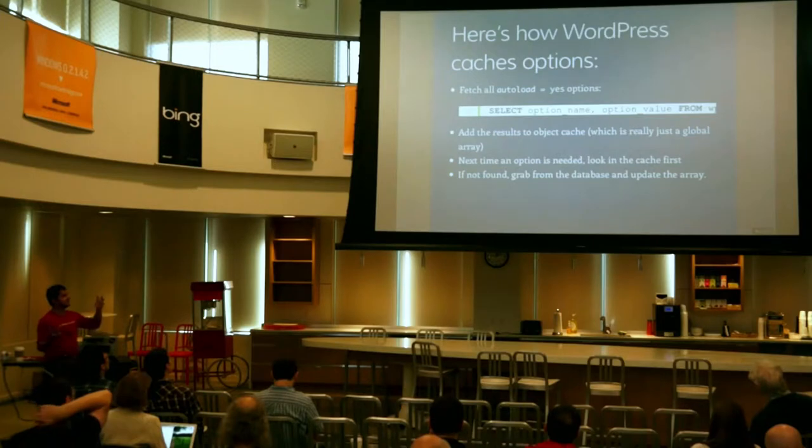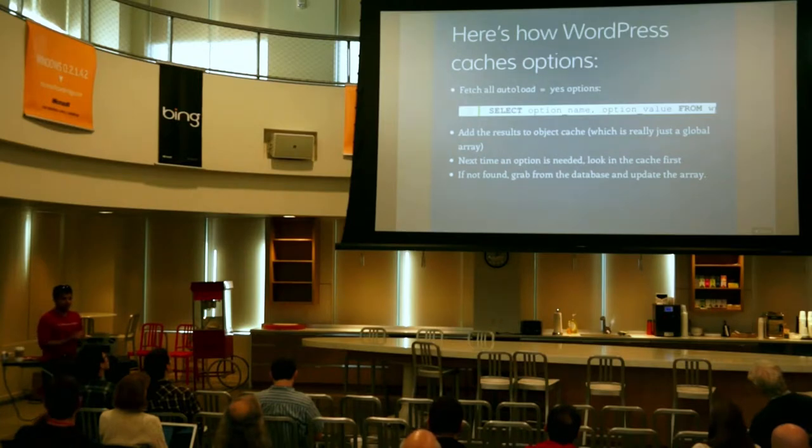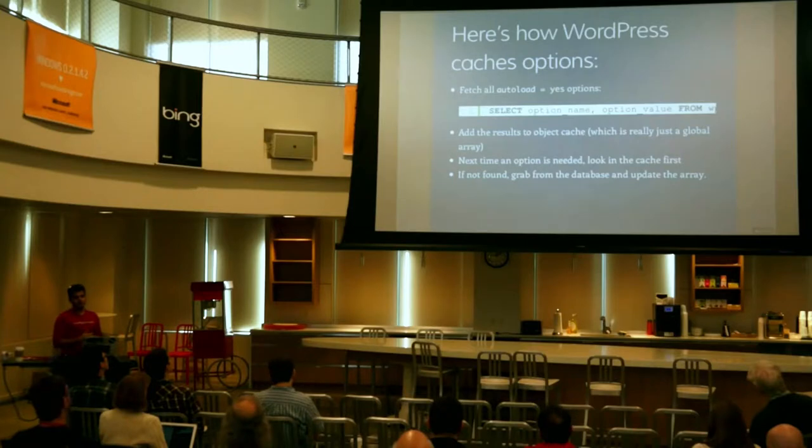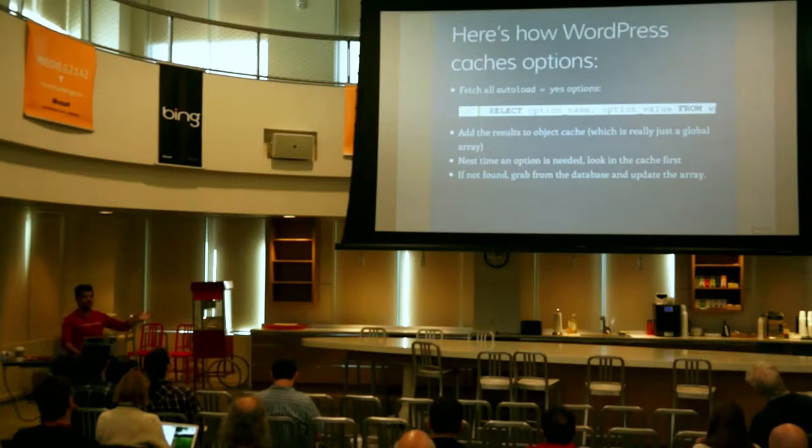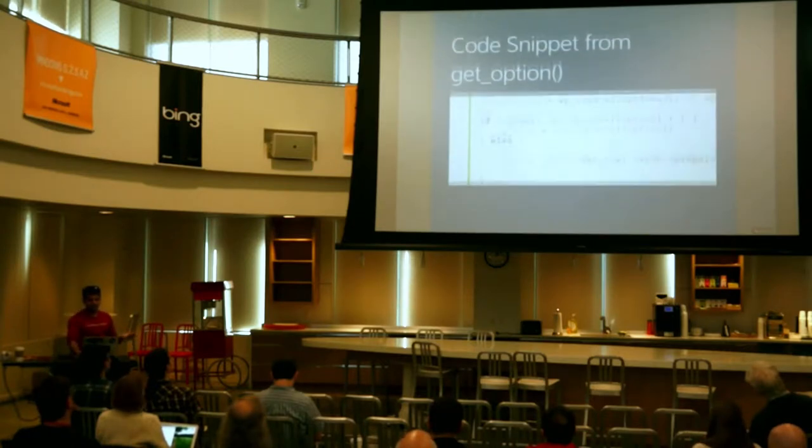And then it takes that result and adds it to the object cache, which is really just a global array by default. So the next time an option is needed, it looks in the cache first. Instead of going to the database and saying, hey database, do you have this value for me? It goes to the cache and says, hey cache, do you have this value for me? And in 90% of cases, it will, because WordPress did that autoload equals yes query and added it to the cache. If it's not found, it goes to the database and then updates the array, so it doesn't have to go back to the database again next time.